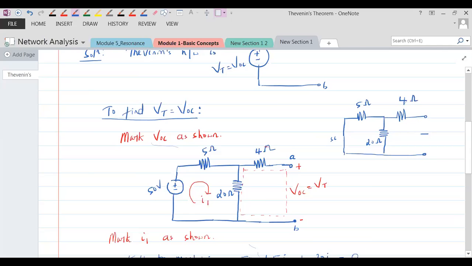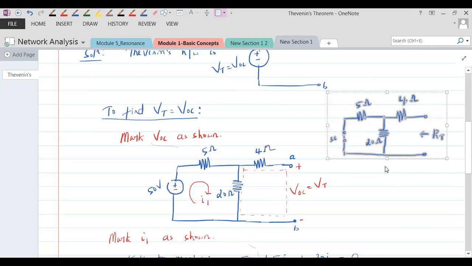Okay, and where will be your RT? Your RT is this. So we have short circuited. See here, there was a 50 volt source, so that we have short circuited. Let's take this now. Let's find out RT.